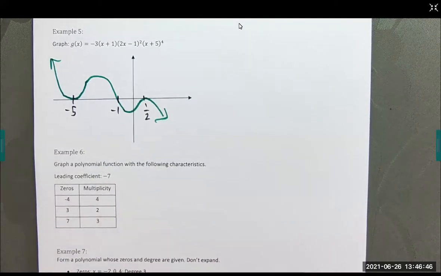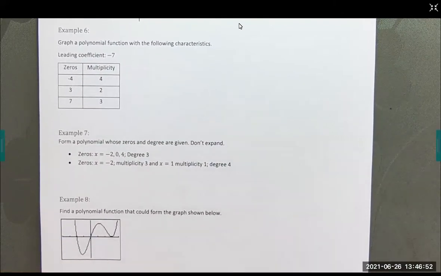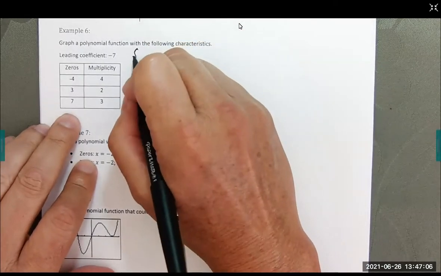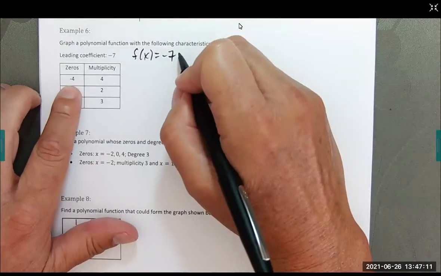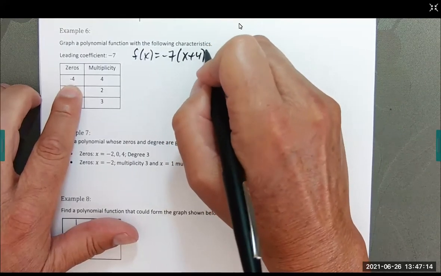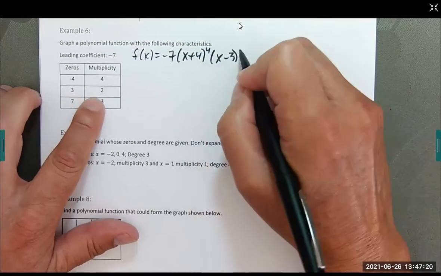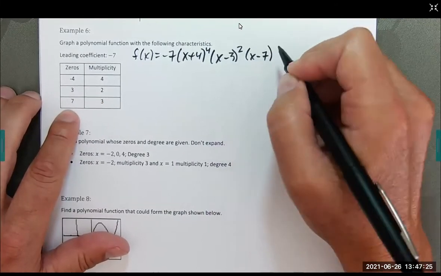All right, example 6. Graph the polynomial function with the following characteristics. So lead coefficient of -7. And we have, remember, it's going to be the opposite sign for these. So let's see if we can come up with this. So f of x equals -7. Start there. And so we're going to have x plus 4 with a multiplicity of 4. We're going to have x minus 3 with a multiplicity of 2. And x minus 7 with a multiplicity of 3.